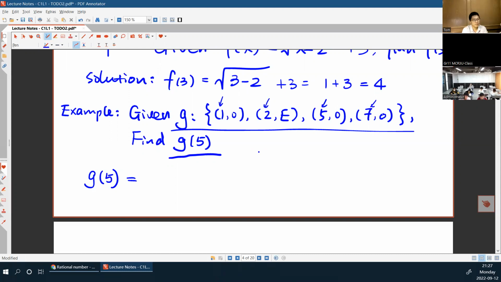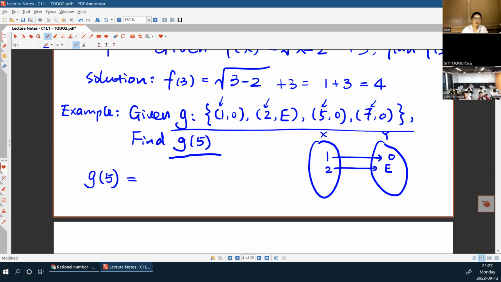Can you find that? No? Okay, let me give you a hint. If I rewrite this function using the mapping diagram, x to y, right? So 1 is mapped to 0 in y, and 2 is mapped to e in y, right? 5 is mapped to a element 0. Okay, so also a 0. So let's say you can write it like this.